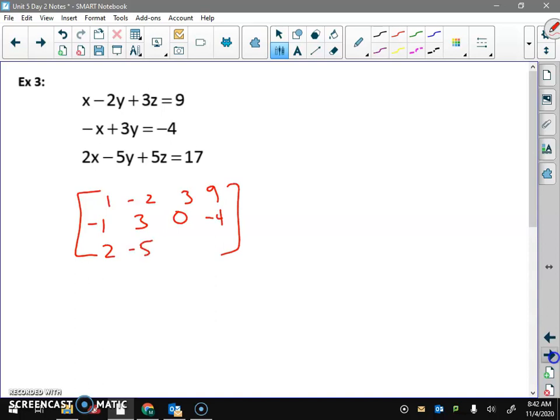2, -5, 5, 17. And we want to end, and this would be a great place to call it, with a 1, a 1, a 1, a 0, a 0, a 0, don't care, don't care. And that's going to help us solve this system.